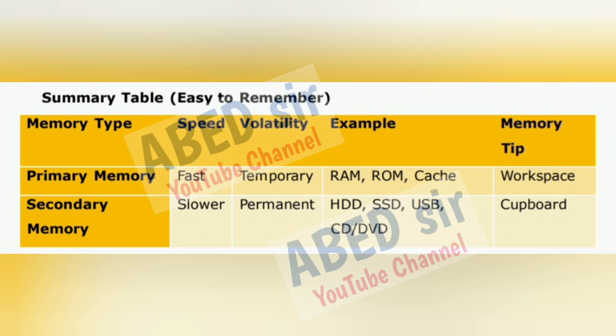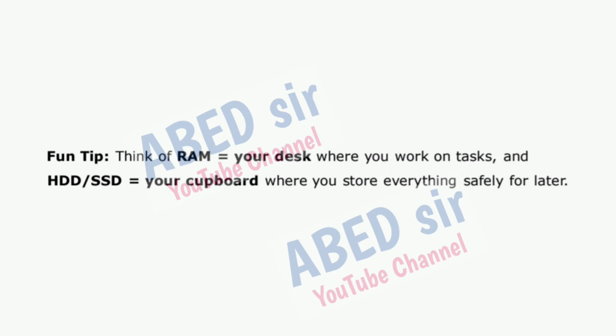Summary table, easy to remember. Memory type, speed, volatility, example, memory tip. Primary memory: fast, temporary, RAM, ROM, cache, workspace. Secondary memory: slower, permanent, HDD, SSD, USB, CD, DVD, cupboard. Fun tip: think of RAM as your desk where you work on tasks, and HDD and SSD as your cupboard where you store everything safely for later.